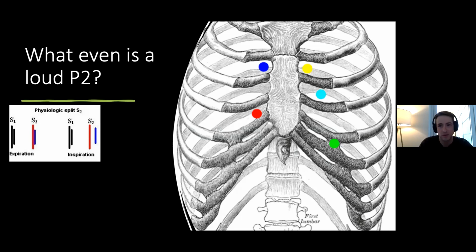So loud P2 has nothing to do with how it sounds compared to S1, which was something I was very confused about.